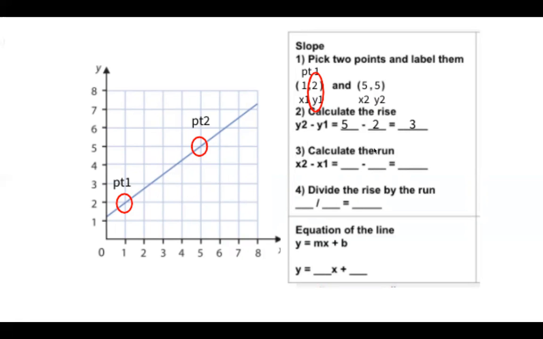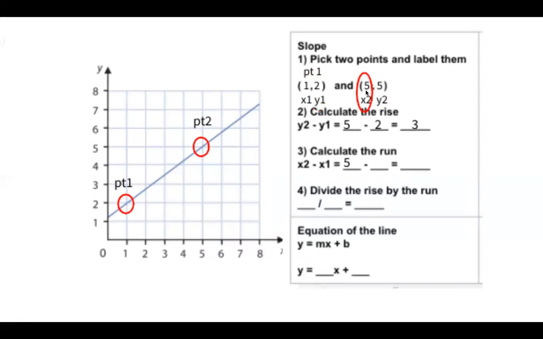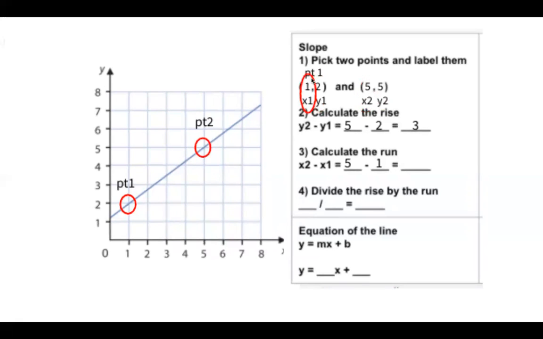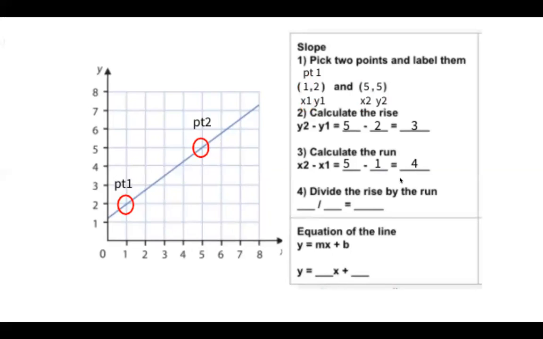Our next step is to calculate the run. And so we have to read our x value, our x2 value, which is 5 in this example. And we subtract our x1 value, which is 1. 5 minus 1 equals 4.